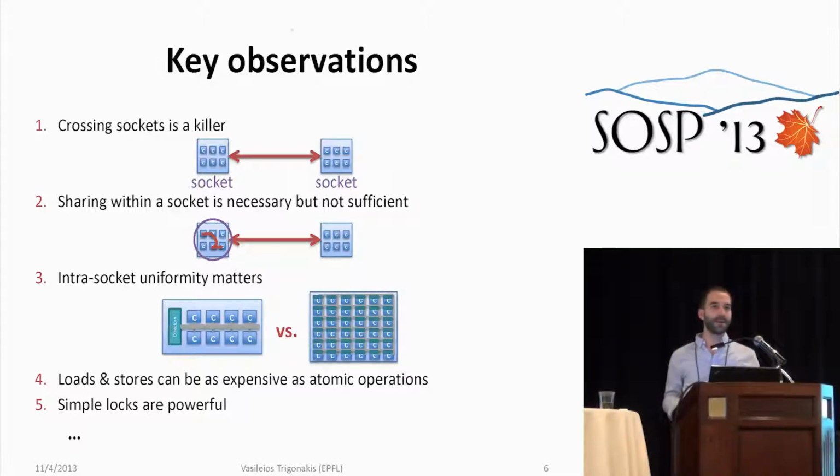Now, these 4 observations are actually attributes of the underlying hardware, and therefore they cannot really be bypassed by the software. We saw how this manifests on lock algorithms, and it partially explains our last observation that simple locks are powerful. In the paper, you can find more observations that I will not describe in this talk for the sake of time.